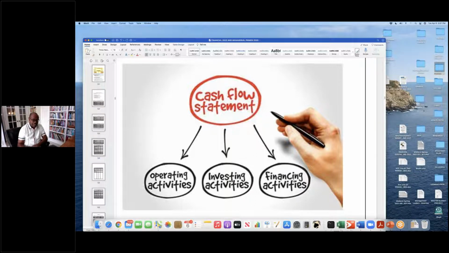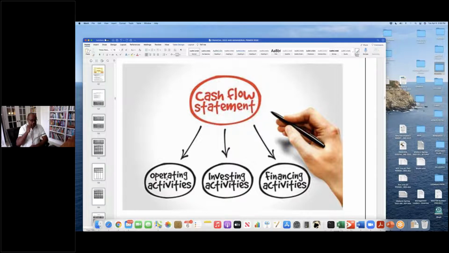Then financing activity, that's borrowing. Like your student loans, what do you know about student loans? They generate cash, so they have to be paid back. So when we do a cash flow statement, we're interested in the cash from operating activity. That's where the cash is supposed to come from. Investing should be negative and financing should be negative.